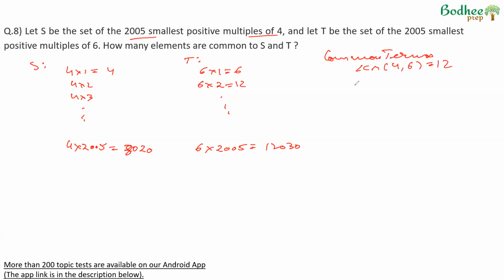The common terms will be multiples of 12, the smallest being 12 into 1, then 12 into 2, and so on. Clearly, the limiting value we will get is in S because T has more numbers. Therefore, beyond the limit of S, the numbers in T do not have to be looked at. So we simply see the multiples of 12 that are less than 8020.